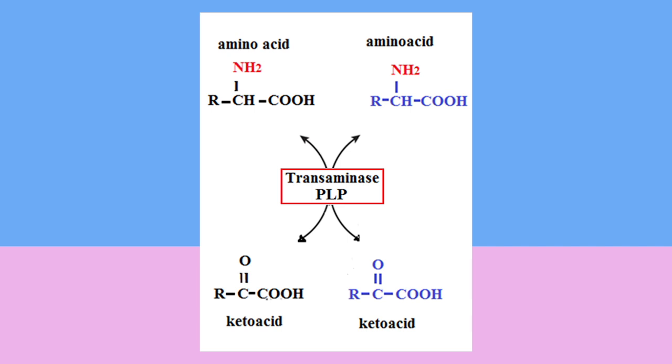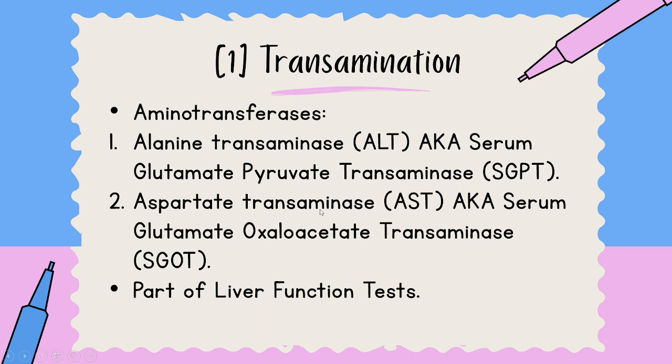And transamination essentially involves interconversion of a pair of amino acids and a pair of keto acids. So in this amino acid here, the amino group will be removed to form a keto acid, while the same amino group will be accepted by the other keto acid to form an amino acid. And the transaminases use, of course, vitamin B6 in the form of pyridoxal phosphate as the coenzyme.